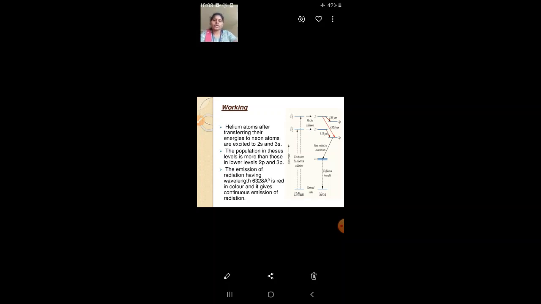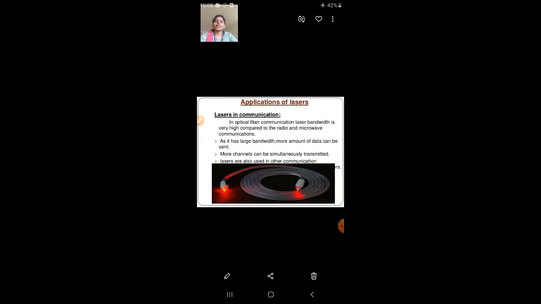Then, applications of lasers. Lasers in communication. In optical fiber communication, laser bandwidth is very high compared to radio and microwave communications. As it has a large bandwidth, more data can be sent and more channels can be transmitted simultaneously, and lasers are used in other communications. Nowadays lasers play a very crucial and important role.